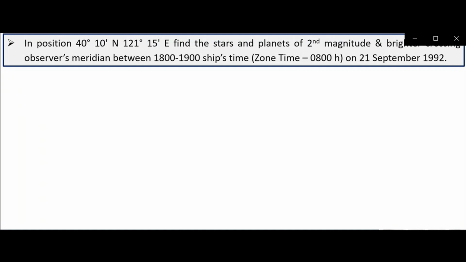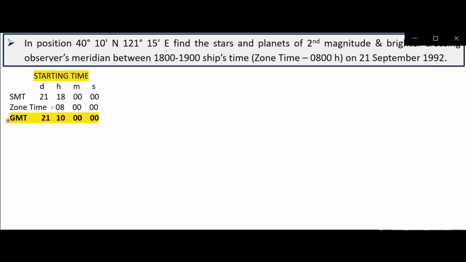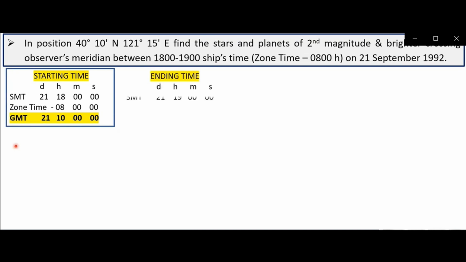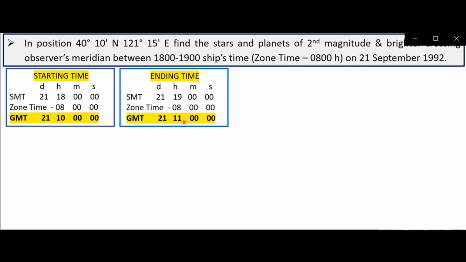So we first find out the GMT at the commencement of the required interval and GMT at the end of the required interval. So the starting time, ship's mean time is 21st day, 18 hours. Zone time -8, and we get GMT, longitude east, GMT least, 21 day, 10 hours, 0 minutes, 0 seconds. So we get the GMT at the commencement of the interval. Likewise, we calculate the GMT at the end of the interval, 21 day, 19 hours, 0 minutes. Zone time -8, and we get GMT as 21 day, 11 hours, 0 minutes, 0 seconds.